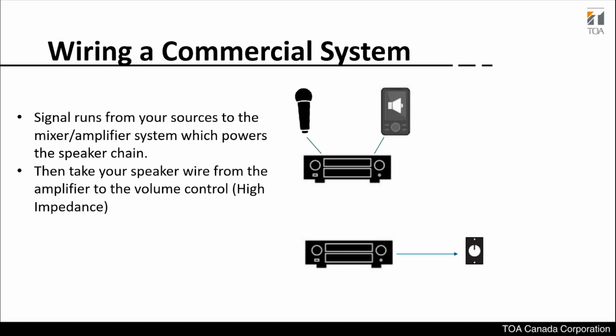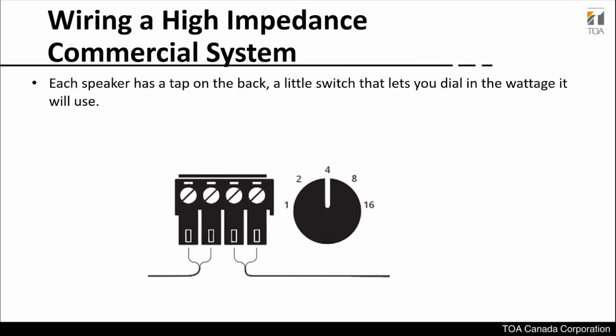So let's consider some wiring in commercial systems. A signal runs from one of your sources to the mixer amplifier system, which powers the speaker chain. Then take your speaker wire from the amplifier to the volume control. Each speaker has a tap on the back, or sometimes in the front, and a little switch that lets you dial in the wattage it will use. Sometimes it's showing wattage, or sometimes it's showing ohms, or both.